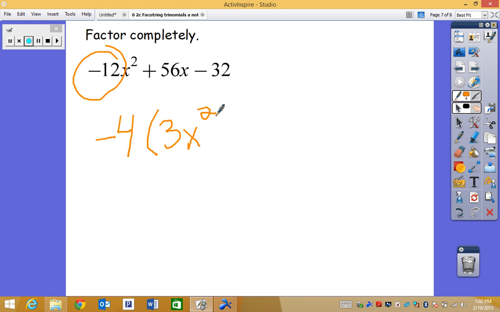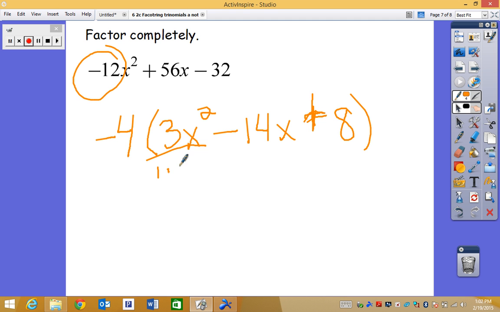And then remember, since 56 is positive, but we're dividing it by a negative, it's going to be negative 14x. And then here we're dividing by negative 4, so negative 32 divided by negative 4 is going to be positive 8. And so when you divide by a negative, all your signs change. So be careful of that, but we need that front term to be positive before we can factor any further.